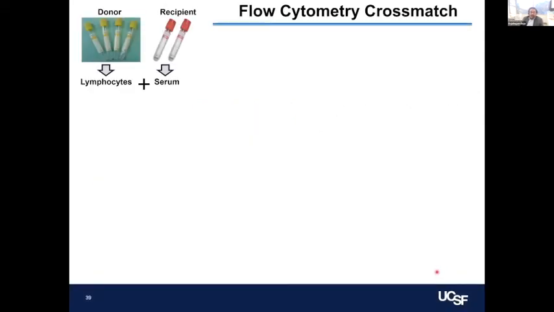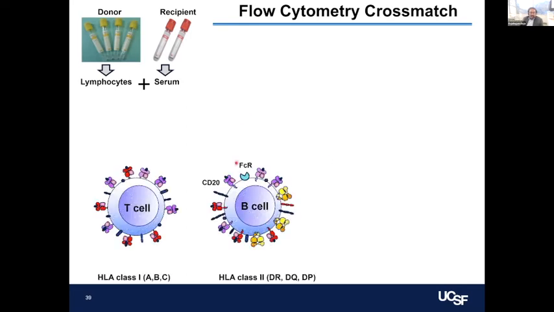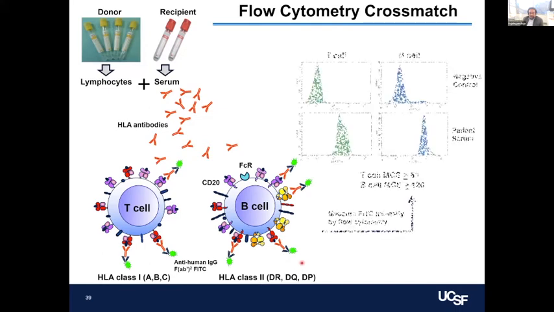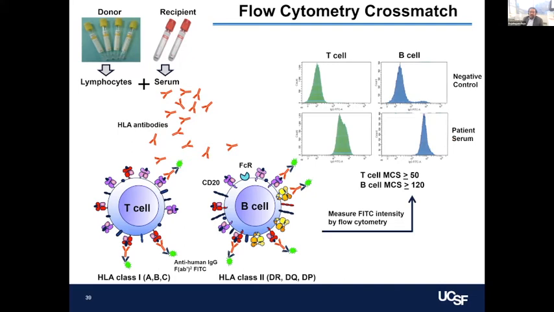So people developed the flow cytometry cross match. The requirement is very similar. You isolate the lymphocytes. You don't need to isolate T and B cells because flow cytometry can distinguish the T and B cells using cell surface markers. You take the lymphocytes and mix them with the recipient serum. If the patient has antibodies against the mismatched HLA, they bind, then you add the secondary antibodies conjugated with a fluorochrome. Then you measure on the flow cytometer and compare with the negative control serum.